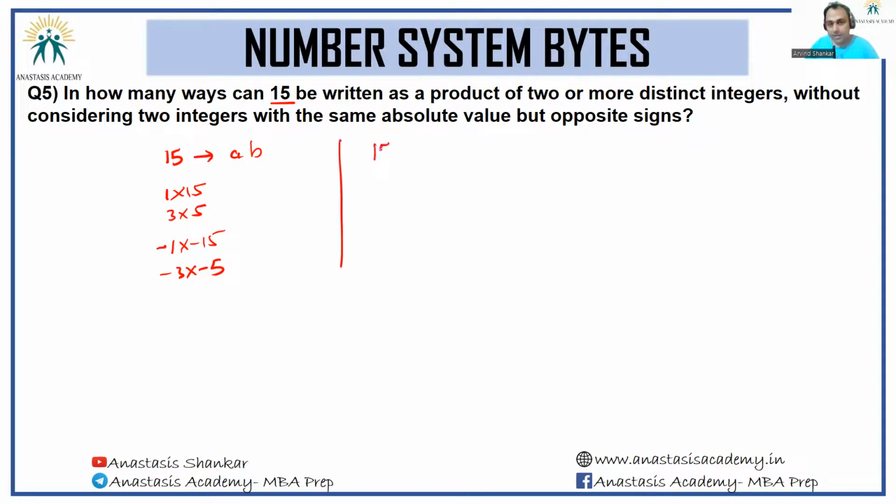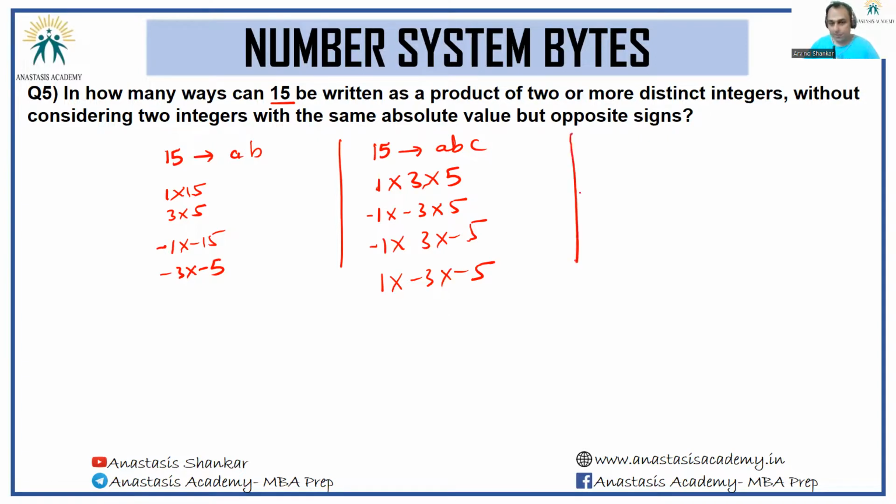Let me check if I was writing 15 as product of three integers, a, b, c. One way I can see directly is 1 into 3 into 5. The other way I can see is out of these three, let me take any two as negative. So minus 1 into minus 3 into 5, minus 1 into 3 into minus 5, and finally 1 into minus 3 into minus 5. These would be acceptable.